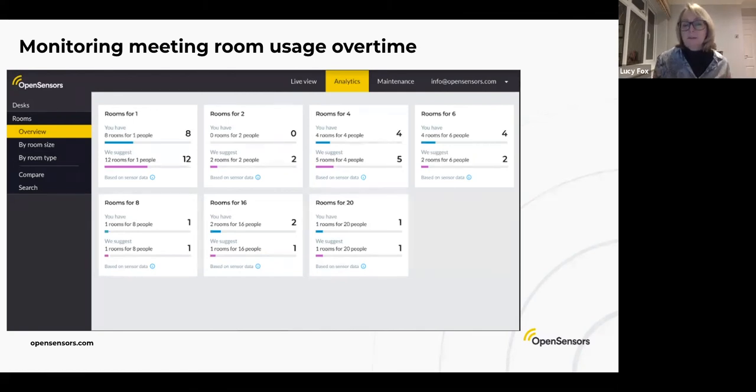And when you look at our recommendation engine, to start giving some insights, for example, you have 4 rooms for 4 people. Actually, you ought to be looking at 5 rooms for 4 people based on how everything is being utilised.